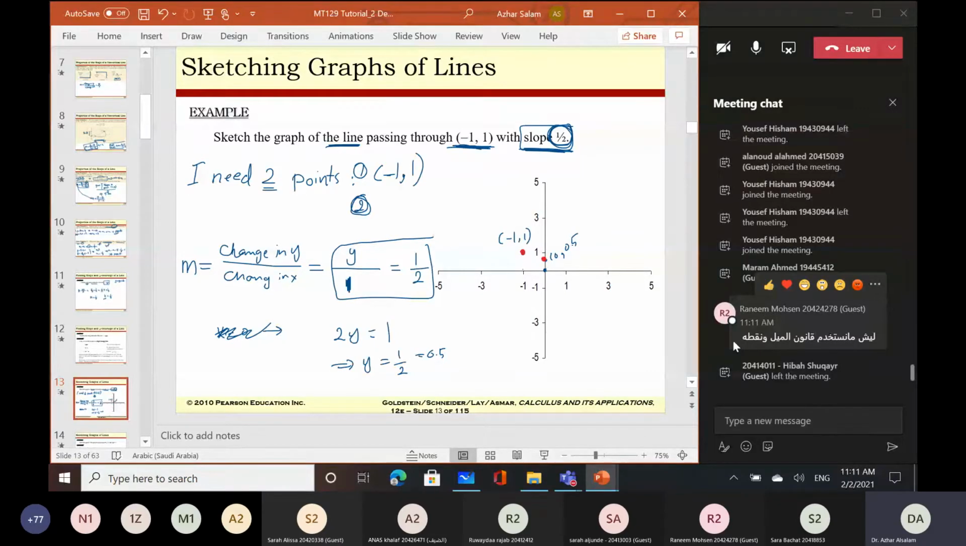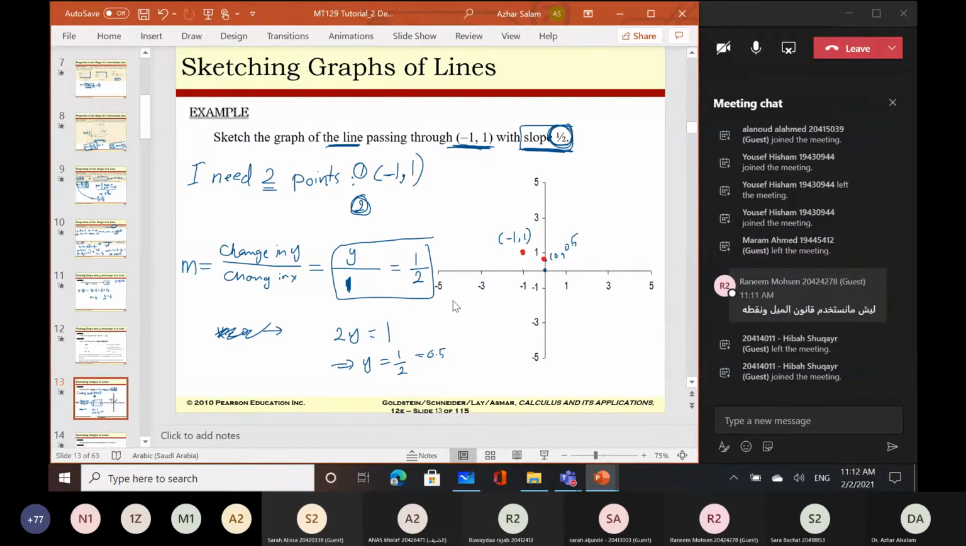ممكن أستخدم قانون الميل ونقطة. هو في الواقع نفس هذا القانون اللي أنا كتبته هنا. change in y and change in x. لاحظوا أن قانون الميل ونقطة يعطيني معادلة الخط المستقيم. بعدين راح أرجع أستخدم معادلة الخط المستقيم لإيجاد نقطة ثانية. معناتها راح تكون خطوتين زيادة. ممكن تكون أسهل بس خطوات أكثر. فهنا ممكن أنا أوجد نقطة ثانية من غير ما أوجد معادلة الخط المستقيم. I can find actually another point without finding the equation of the line.